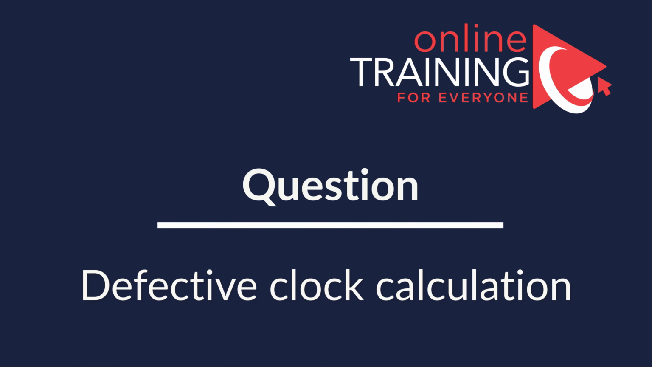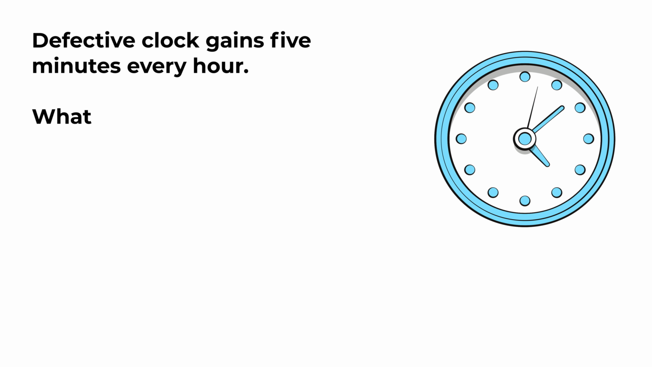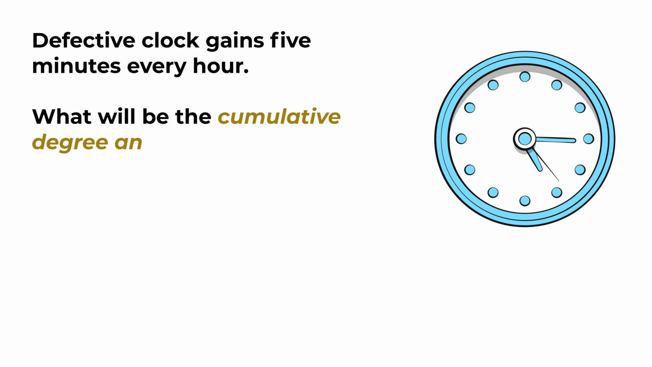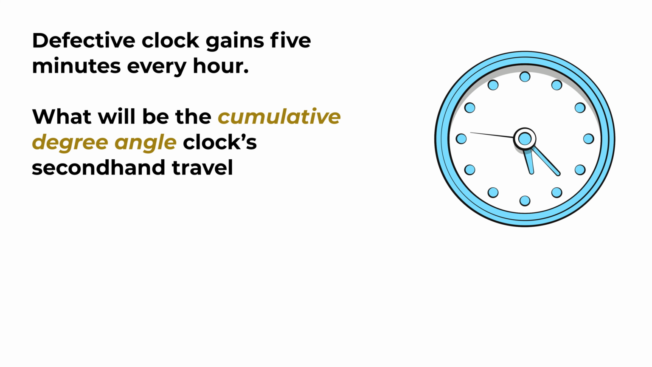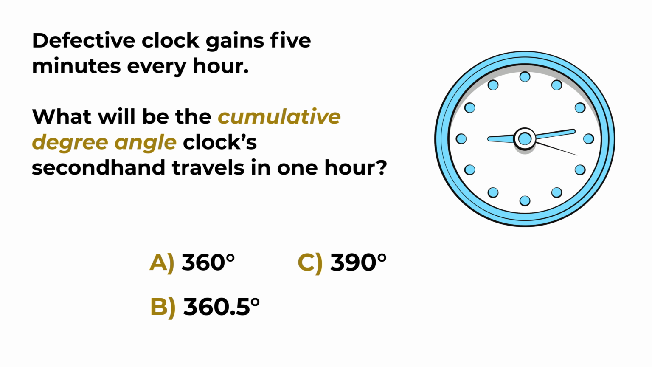Here's an interesting question, which may not be as easy as it looks. A defective clock gains 5 minutes every hour. What will be the cumulative degree angle the clock's minute hand travels in 1 hour? You're presented with 4 different choices. Choice A, 360 degrees. Choice B, 360.5 degrees. Choice C, 390 degrees. And choice D, 380 degrees.